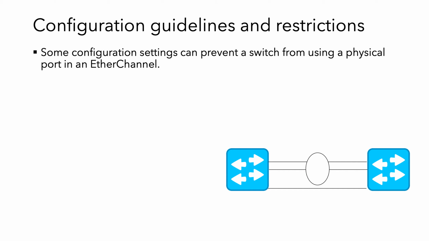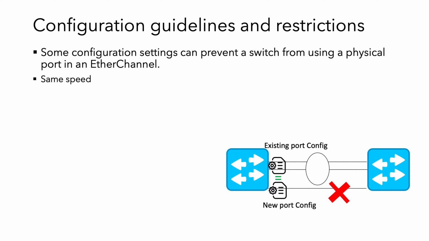Before adding any physical port in an EtherChannel, the switch compares the new port configuration to the existing ports in the channel. That new port configuration must be the same as the existing ports. Otherwise, the switch will not add this new port to the list of approved and working interfaces in the EtherChannel. The configuration that needs to be the same is as follows.